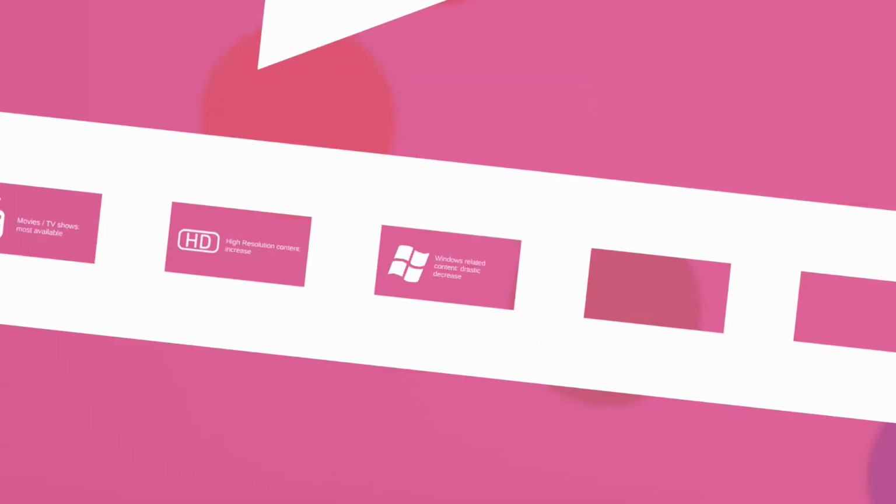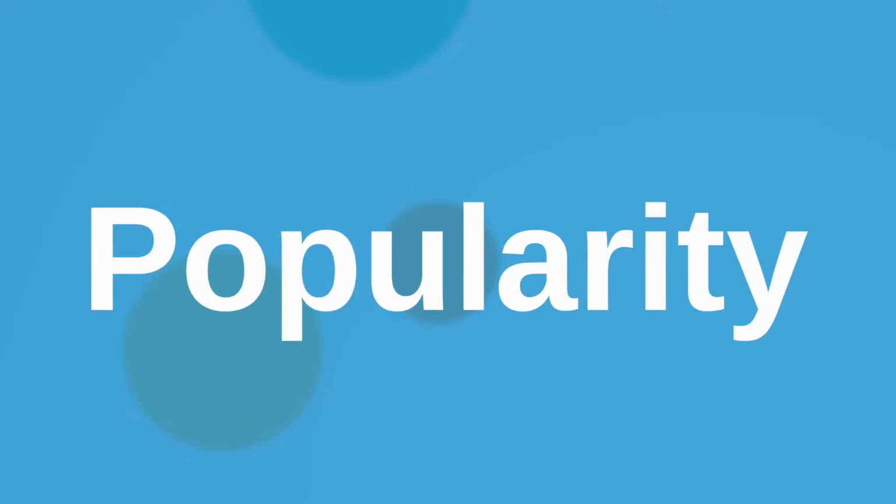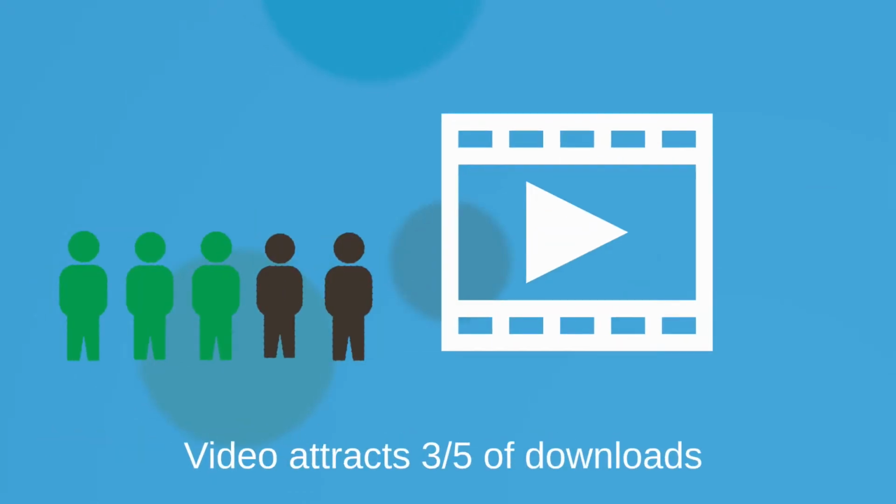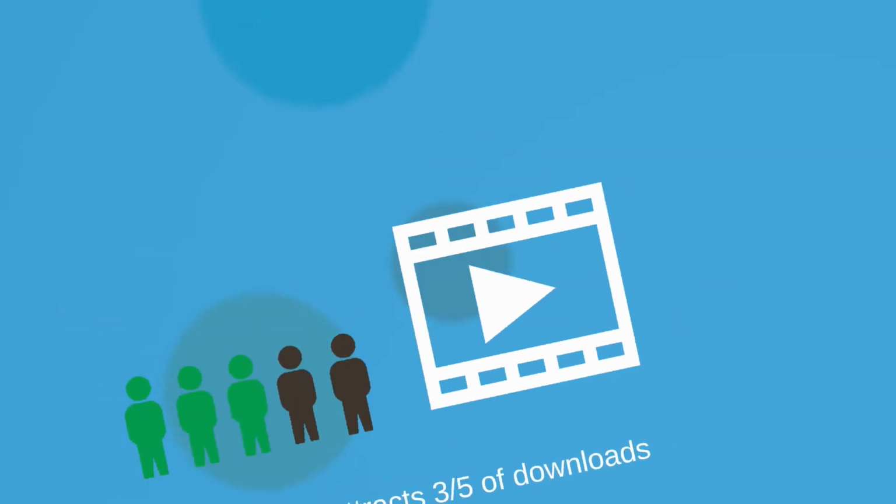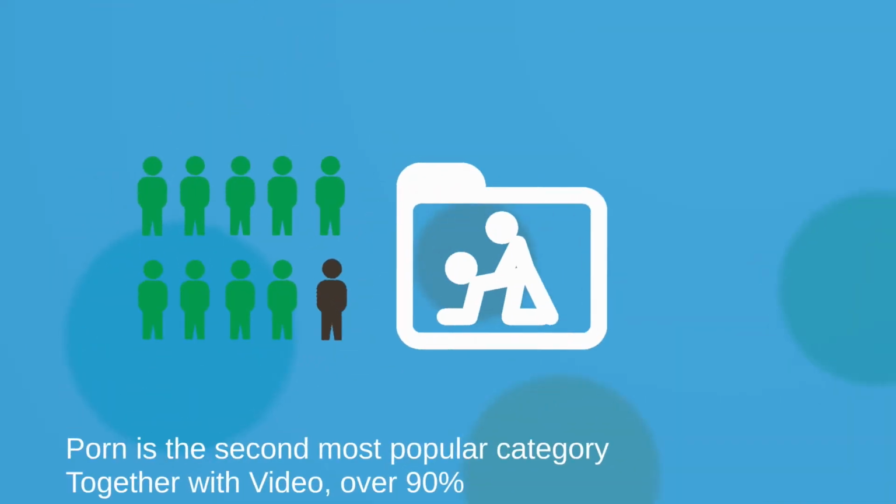Another important topic of this paper is the popularity of different categories of contents on BitTorrent. Among all categories of contents, video is the most popular. It contributes about 3/5 of total download activities. Besides video, the second most popular category is porn, which contributes around 30% of downloads. Together with video, these two categories account for over 90% of the total downloads from BitTorrent.